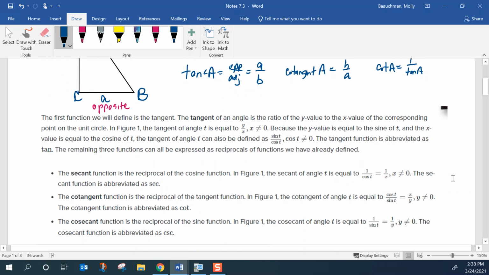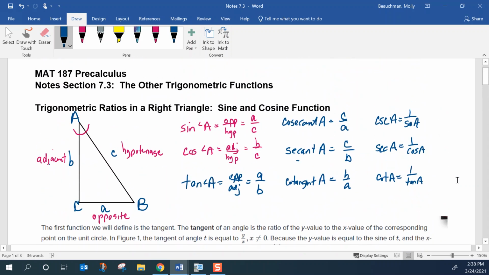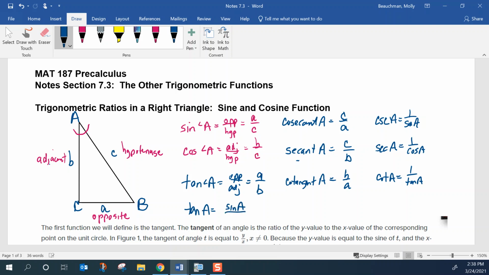The tangent can also be written in relation to sine and cosine. So the tangent of the angle, if you take the sine divided by the cosine, a over c divided by b over c, you get a over b. The tangent is also the sine of A divided by the cosine. That means the cotangent is the reciprocal. That could also be cosine of A over the sine of A. So if you know sine and cosine, you can get the other 4 trigonometric ratios.